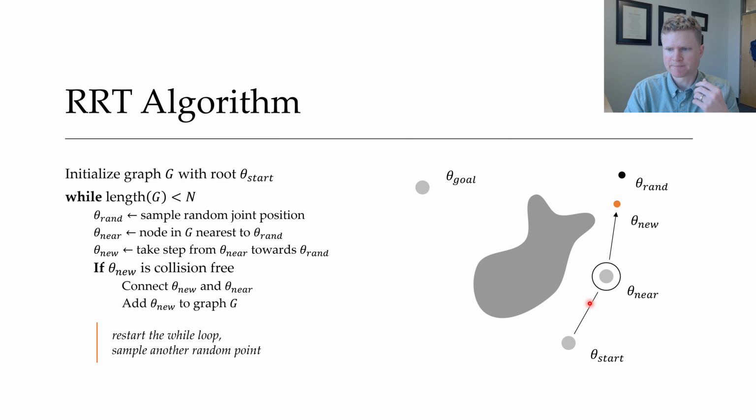Let's go through the while loop again. So again, I'm going to uniformly sample something completely at random. I'll sample this joint position.